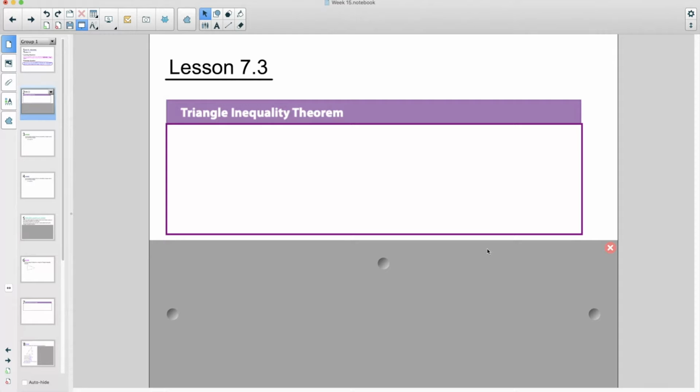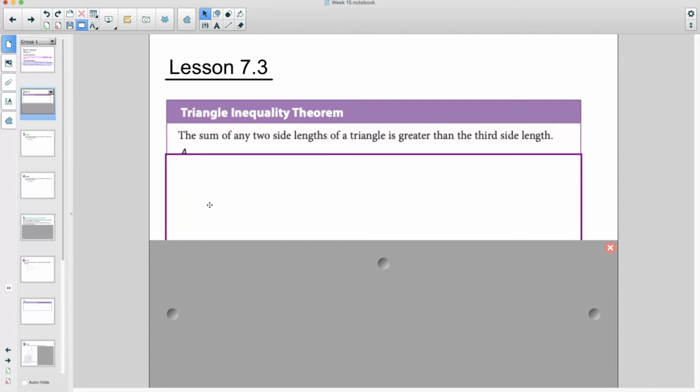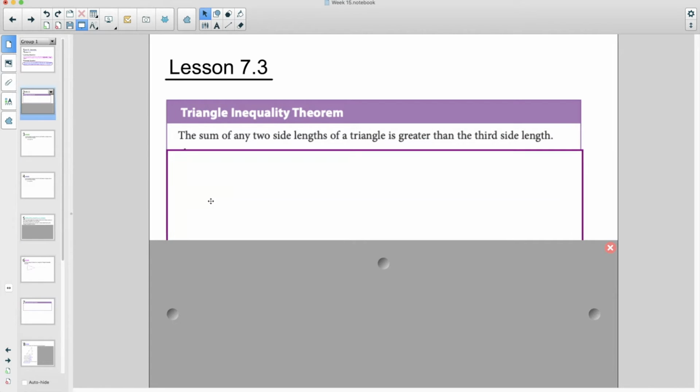Okay, so we're going to start with that first theorem that we mentioned, so the triangle inequality theorem. All right, so let's look at the words first. So the sum of any two side lengths in a triangle, so if you pick any two sides and add them together, that has to be greater than the third side length.